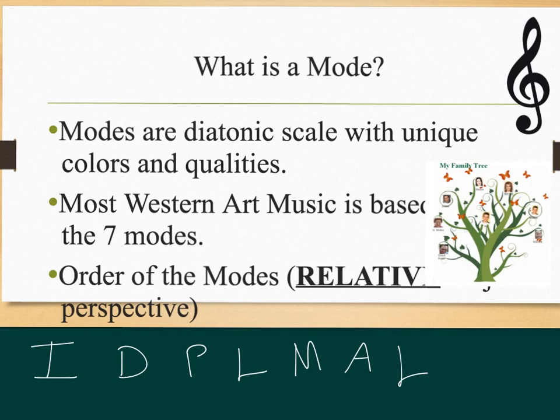The I stands for Ionian, which we have already built. D is Dorian. P is Phrygian. L is Lydian. M is Mixolydian. A is Aeolian, or the natural minor. And L, unfortunately, is Locrian. Don't like that scale very much. But anyway, we will be learning how to build all 7 of these modes.